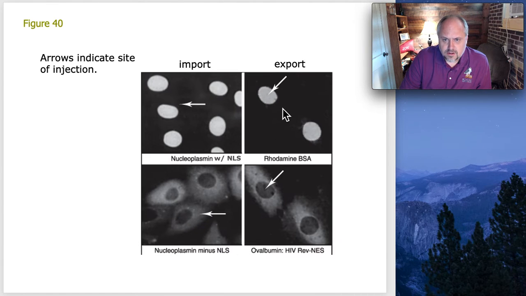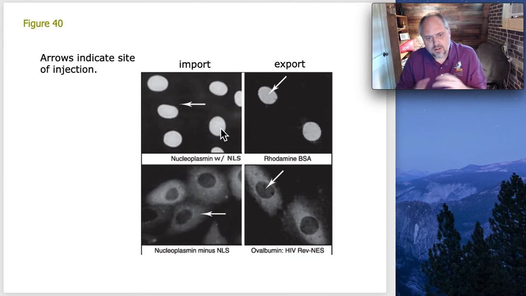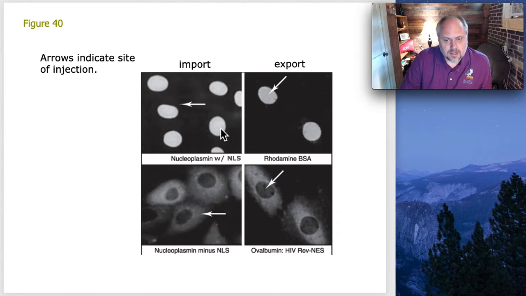Whereas here the reverse, if you put a protein here that does not have an export signal, then it gets stuck inside. But if you add a nuclear export signal on it, then those proteins will come outside. So the export signal is critical for this to happen, and the localization signal is critical for this to happen, and we basically get the movement of things inside and outside the cell.